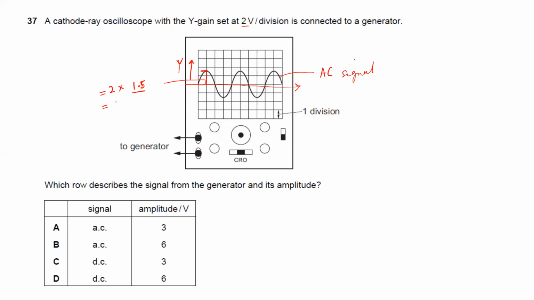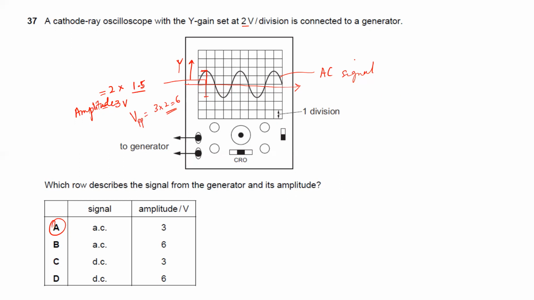We get 3 volts as amplitude, and we have an AC signal. So answer number A will be the best choice. Some people will go with 2 divisions to half and half, so 3 divisions multiplied by 2 as 6 volt. So 6 volt is the peak to peak amplitude, and this is not the amplitude.